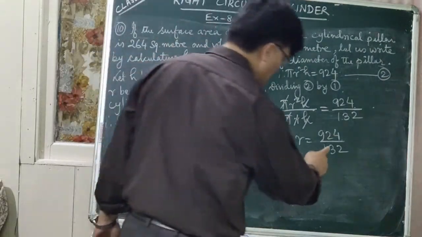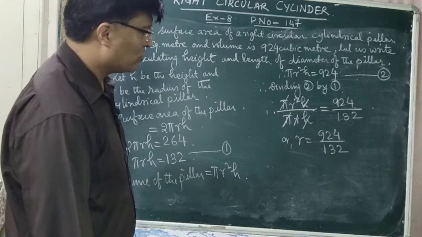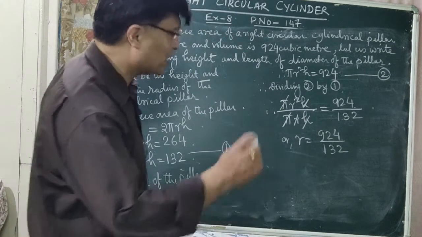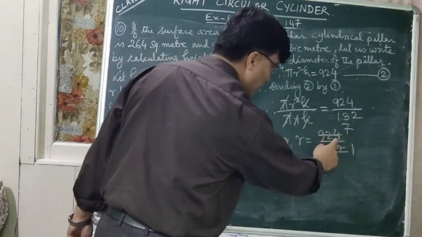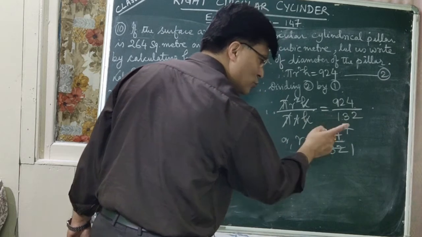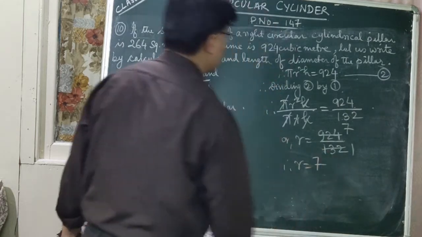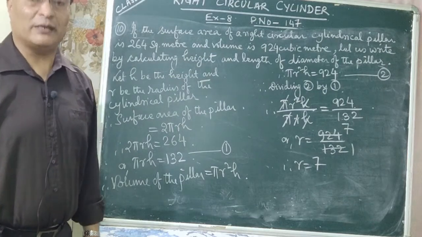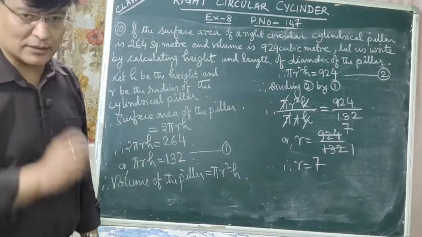132 goes into 924 exactly, probably 7 times, let us see. 7 twos are 14, 4 and 1 carry; 7 threes are 21 plus 1 is 22; 2 and 7 ones are 7 plus 2 is 9, isn't it? That means it goes 7 times. That is, r is equal to 7. What is r here? This is the radius of the pillar. So we have calculated the radius of the pillar as 7 meters.